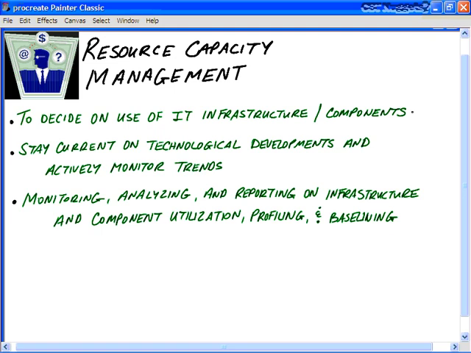You're going to decide on the usage of IT infrastructure and components for the various services. You're going to look at staying current on all technological developments, actively monitoring trends out there. This information, of course, will be passed along to the decision-making process for procurement and acquisition of new technology. You'll also be involved with monitoring, analyzing, and reporting on the infrastructure and the utilization, profiling, and baselining of all components. Components like routers, switches, network security appliances, servers, end users' workstations.